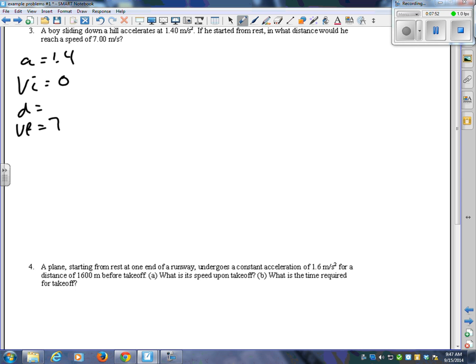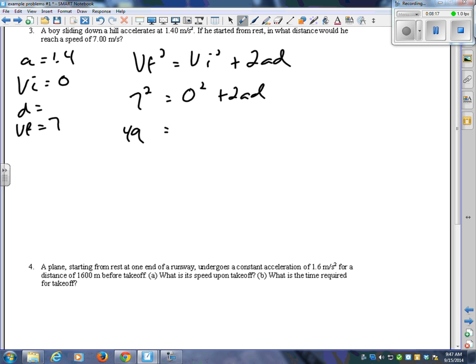So which one has A, VI, D, and VF in it? The last one. VF squared equals VI squared plus 2AD. You will have to use the square root button on your calculator, so hopefully it works for you. Not from overuse or something. 7 squared is equal to 0 squared plus 2AD. Yes, 7 squared is 49. Is equal to, oops. Should have replaced the A here with a 1.4.